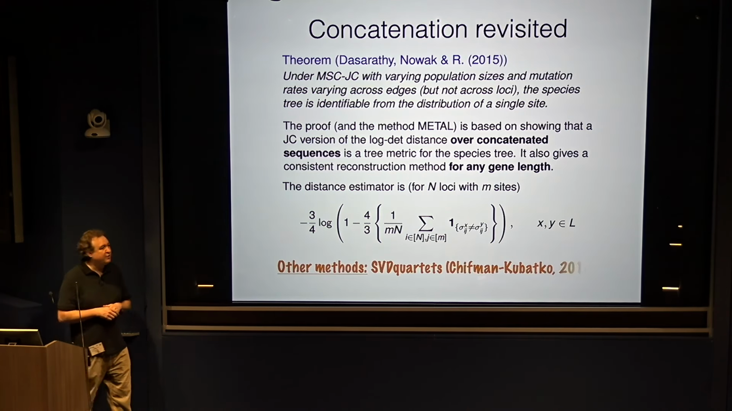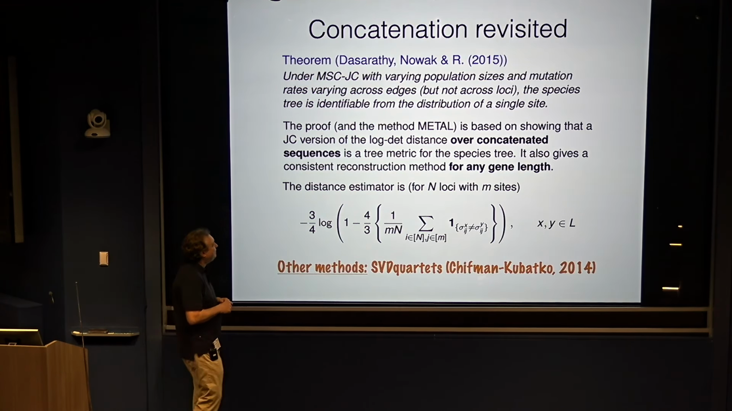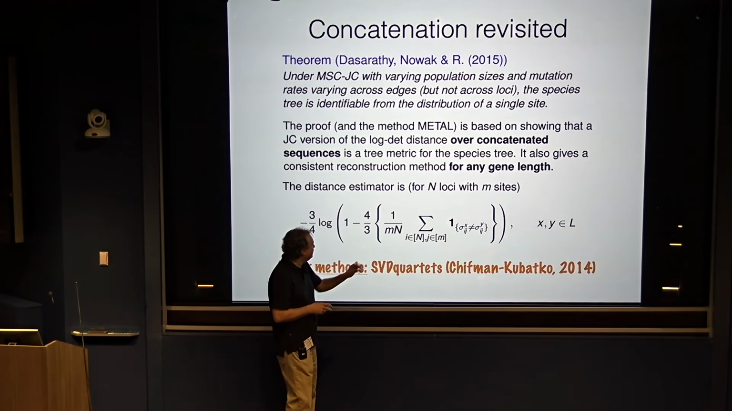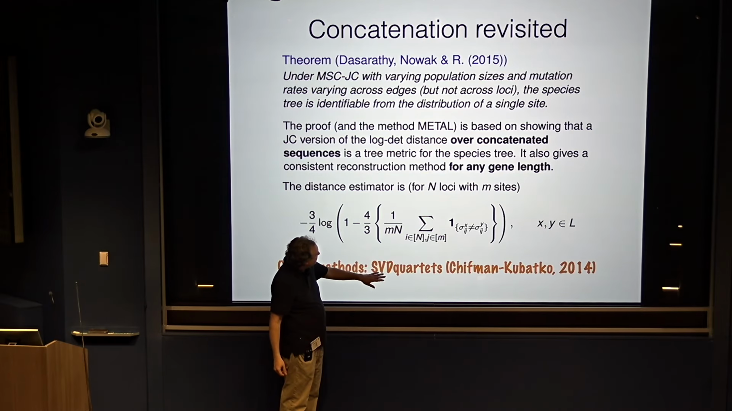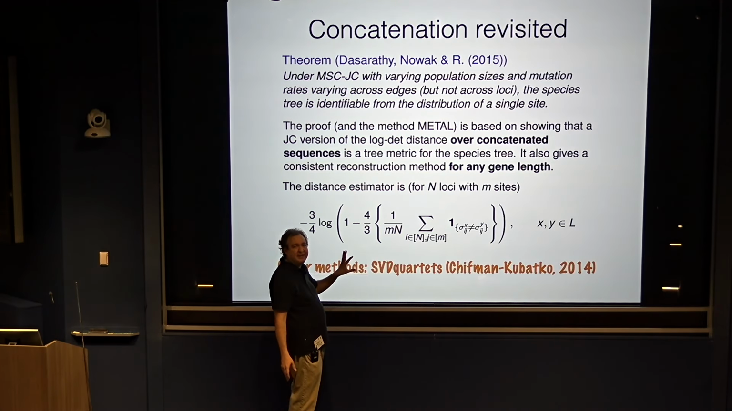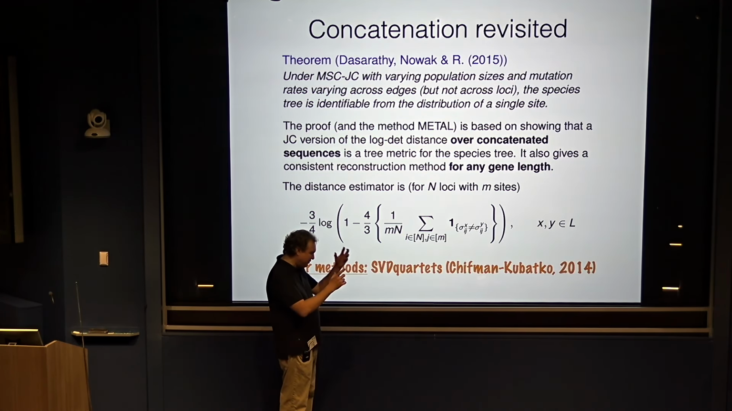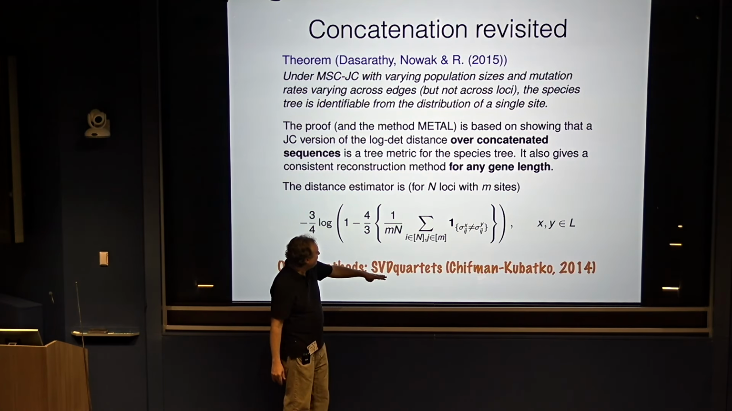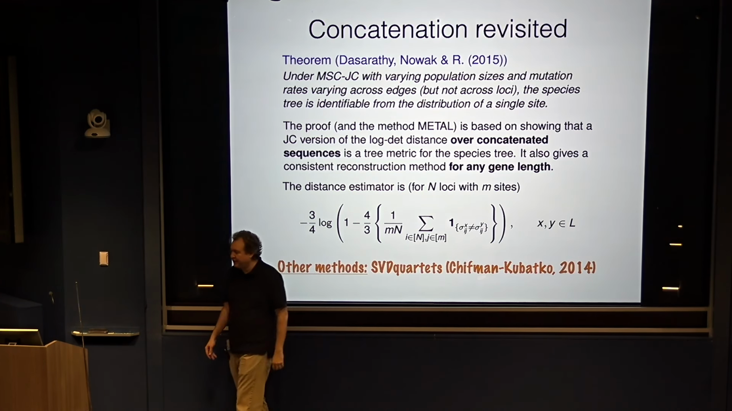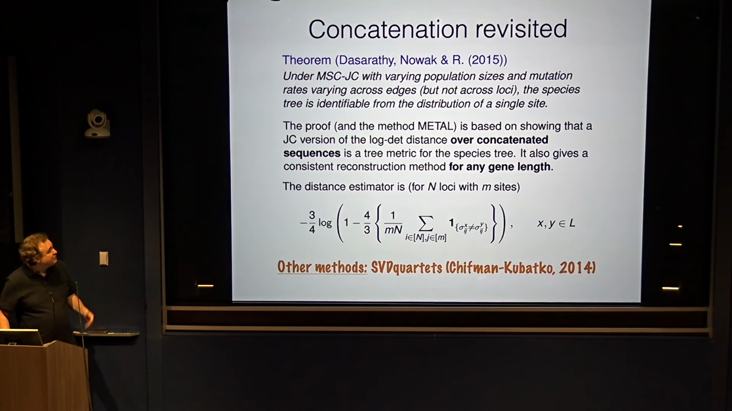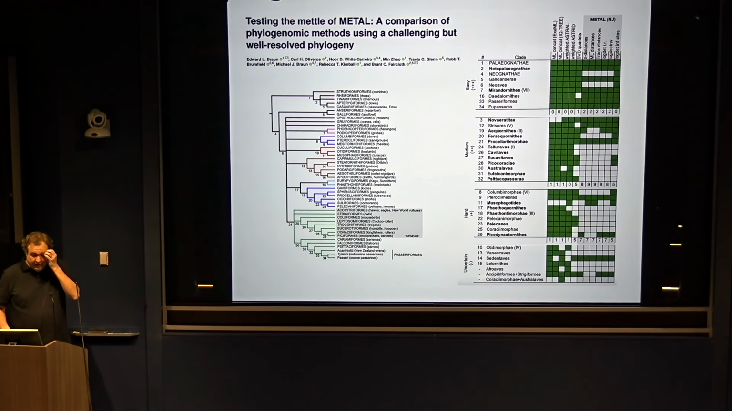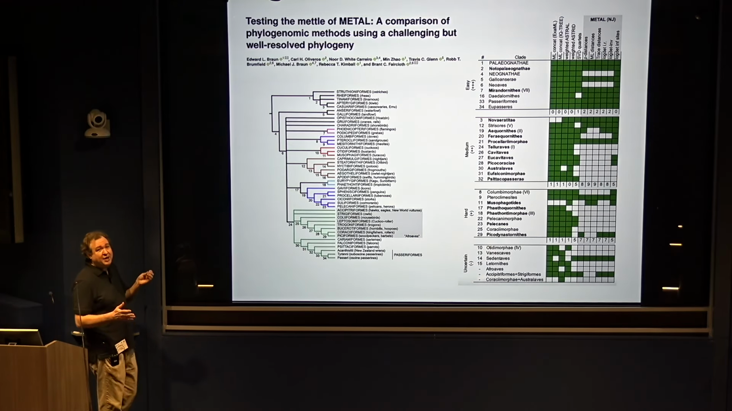One of them is called SVD quartets. That, again, combines things across all of your genes, and then uses some nice algebraic properties of the matrix of the probability of different patterns. This is a very cool method. They can show how to reconstruct the tree correctly. So there are lots of different methods. Some of them work better than others in practice.